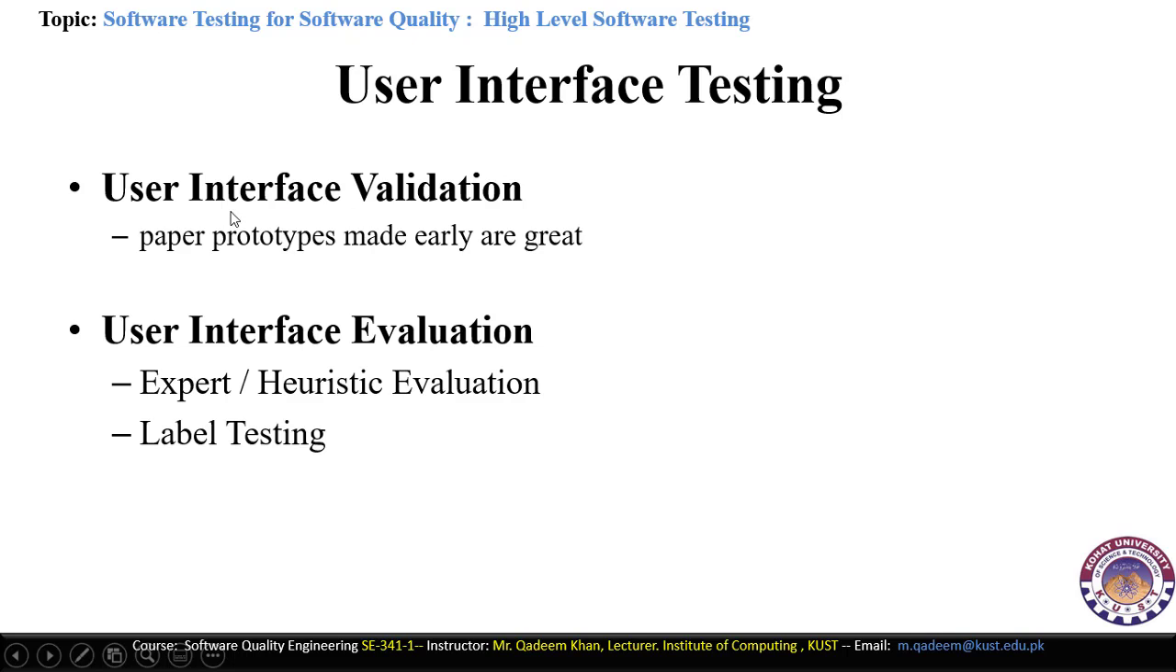So here the user interface validation is performed, and also user interface evaluation is performed. In the user interface validation, the paper prototypes made earlier are used. First we will validate that this interface is according to the purpose of the user and according to the expectation. So we will create the paper prototypes of the system, and those paper prototypes are properly evaluated or validated by the end users, and then the final software interface is created.